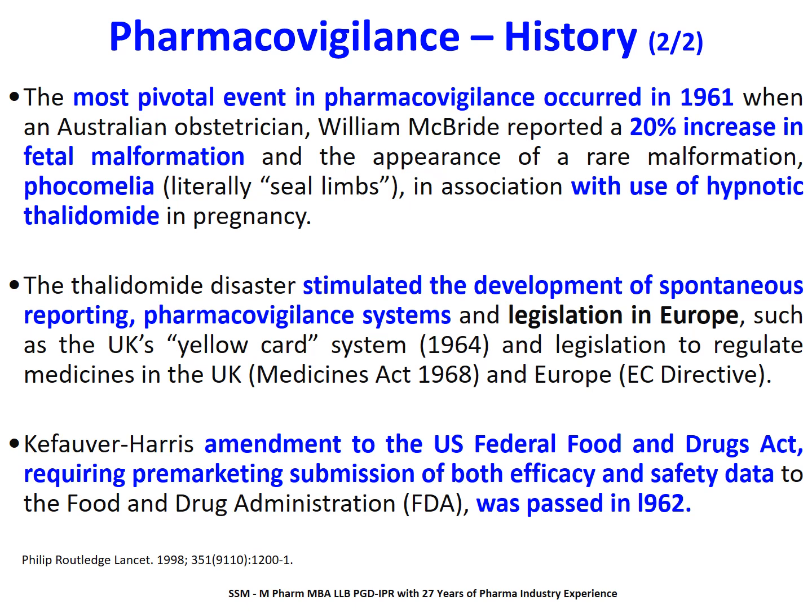The most pivotal event in pharmacovigilance occurred in 1961 when an Australian doctor reported a 20% increase in fetal malformation in pregnant women who had taken thalidomide during pregnancy for morning sickness. Babies born to those women were defective with malformation. This thalidomide disaster stimulated the development of spontaneous reporting and pharmacovigilance systems in Europe.